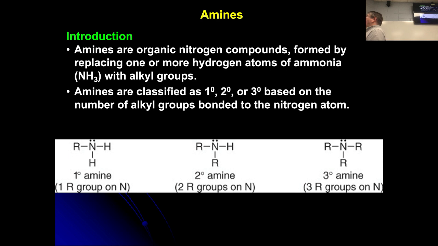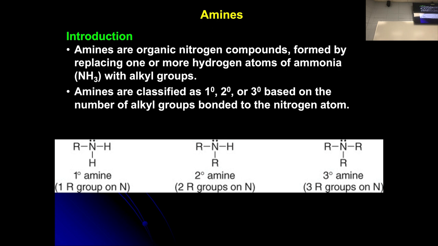You all might recall, this is a little review, we can have primary, secondary, and tertiary amines. Remember, a primary amine is where the nitrogen is only attached to one other carbon. A secondary amine has the nitrogen attached to 2 carbons, and a tertiary amine has the nitrogen attached to 3 carbons. What is common among primary, secondary, and tertiary amines? The lone pair.